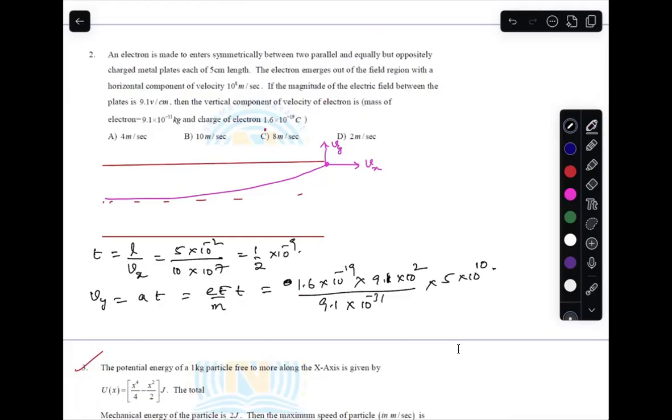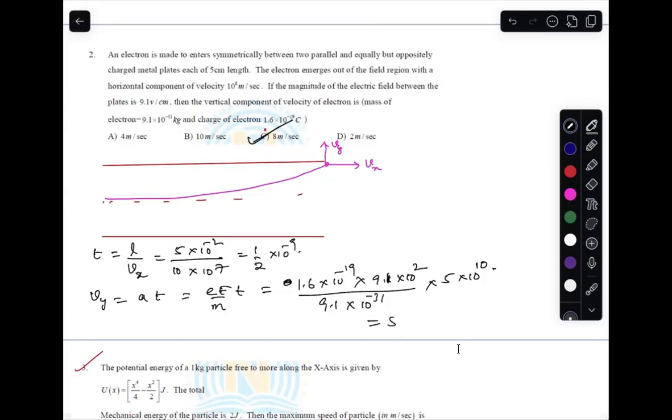Actually, when I solved this, I got 8 into 10 to the power of 4, but no such option is given. But otherwise also, what I can notice is this is possibly the correct answer.